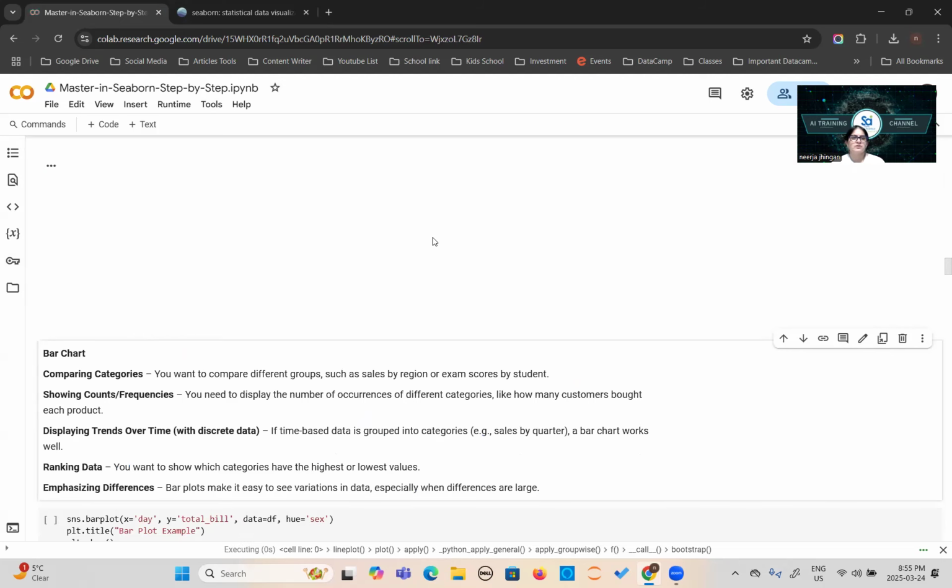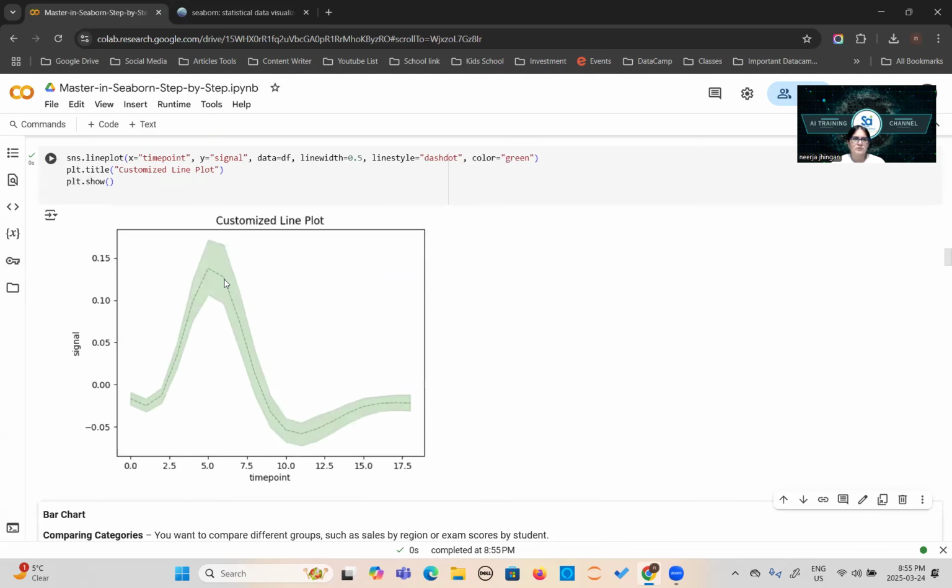So here we go. Now look at this. One time it will print a dash, another time it will print a dot, then a dash, then a dot, like this. So you can go to the Seaborn library and check what other line styles are available to use. You can use it according to your requirement.